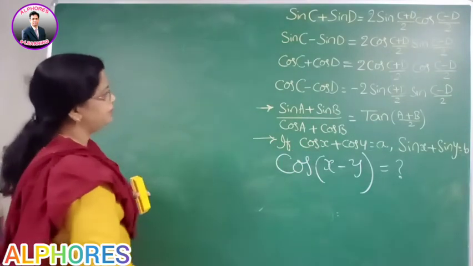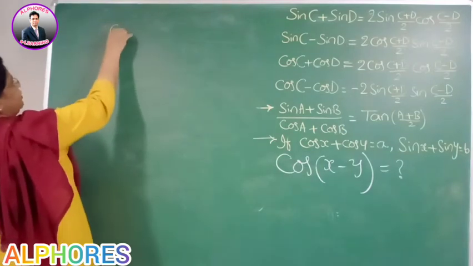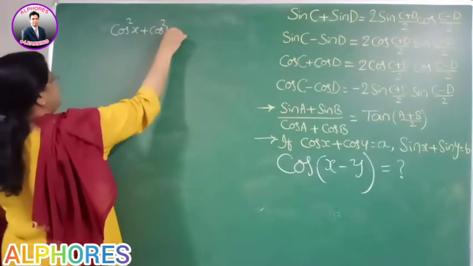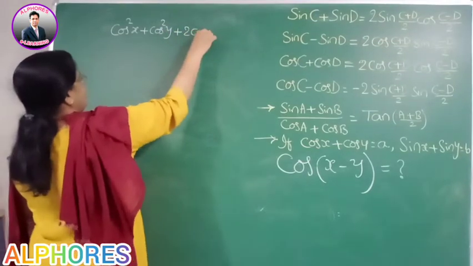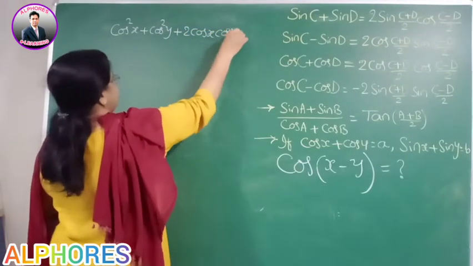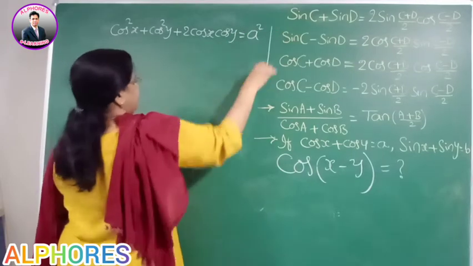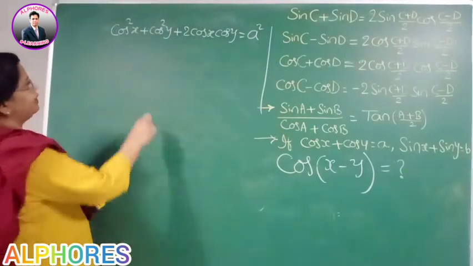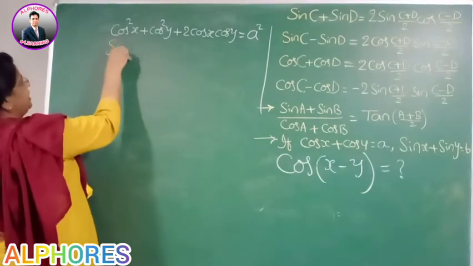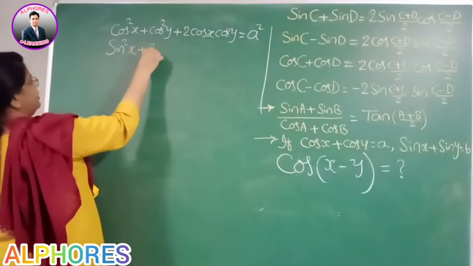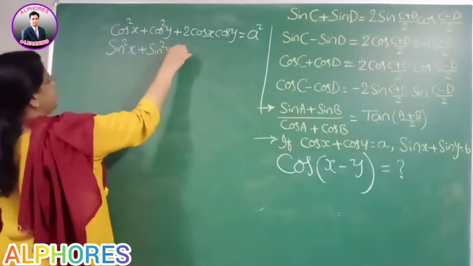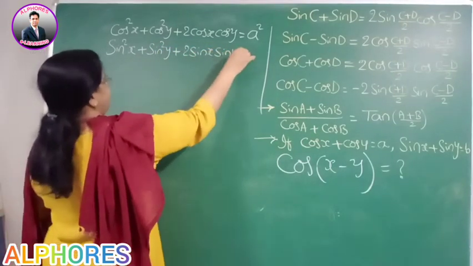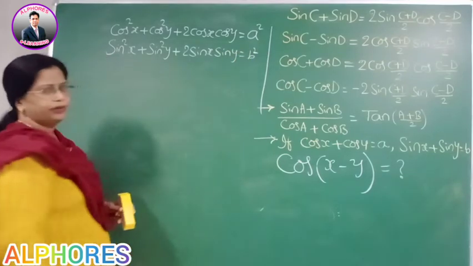Okay. Now if you square, then cos square x plus cos square y, and later plus 2 cos x cos y. Okay. And what about the RHS, students? It is a square. Okay. And now what about the other equation? If you square, that is sin square x plus sin square y. Understand? Plus 2 sin x sin y. Okay. Now what is this value? It is b square. Okay.